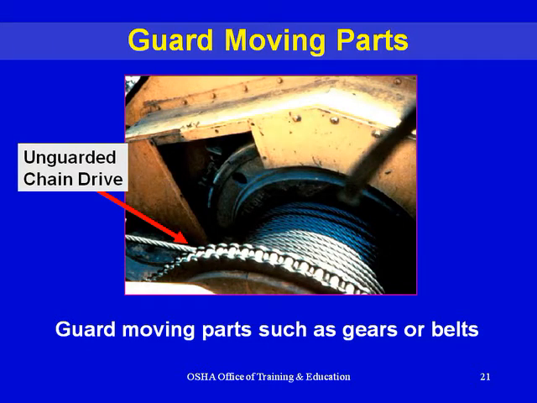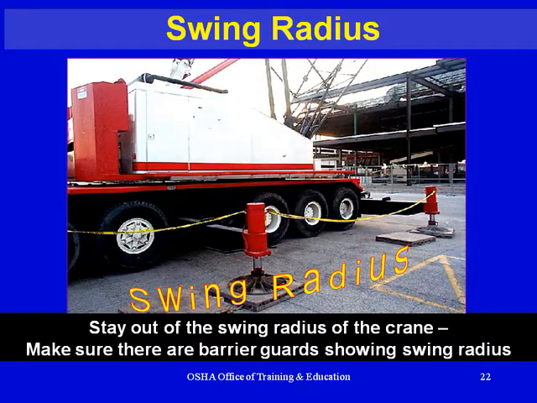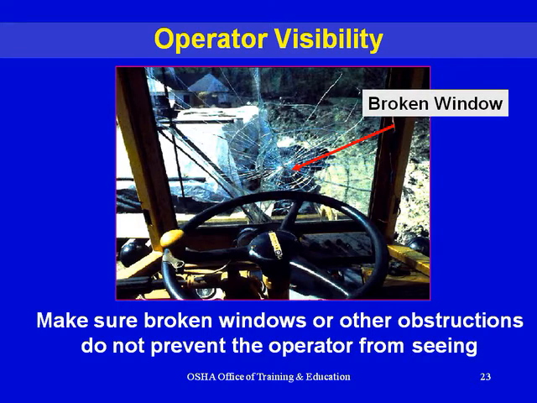Guard moving parts. An example of unguarded chain drive. Guard moving parts such as gears or belts. Swing radius. Stay out of the swing radius of the crane. Make sure there are barrier guards showing swing radius. Operator visibility. Example of broken window. Make sure broken windows or other obstructions do not prevent the operator from seeing.